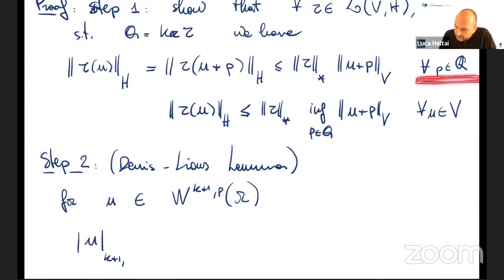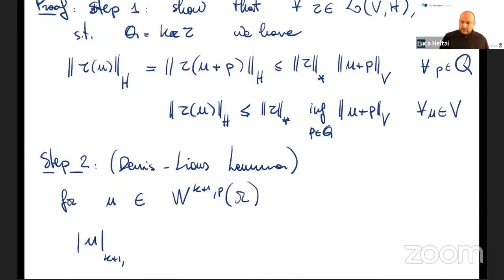So for every P in the kernel, of course, and the line below otherwise wouldn't have made any sense. So for any P in the kernel, you can choose the infimum for P in the kernel of this norm over here. Thank you very much for pointing this out. Of course, this is for every P in capital Q. This is a general property.